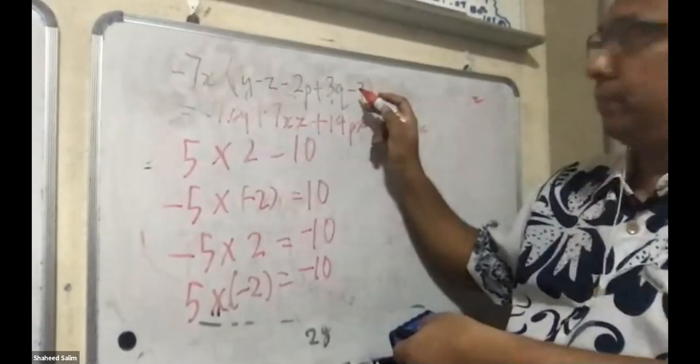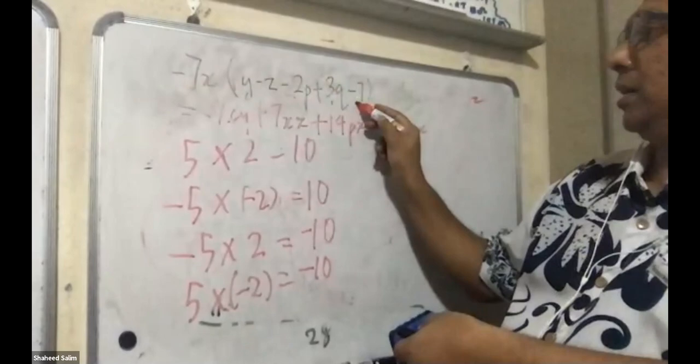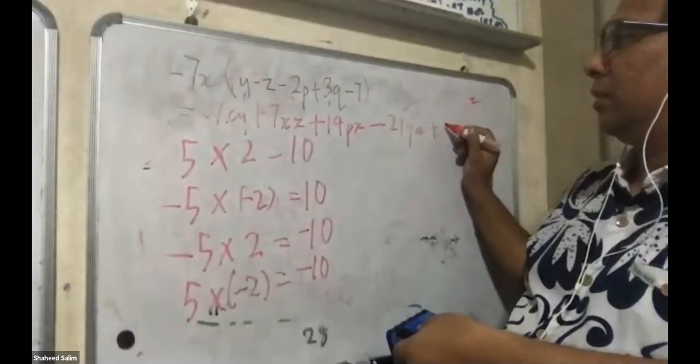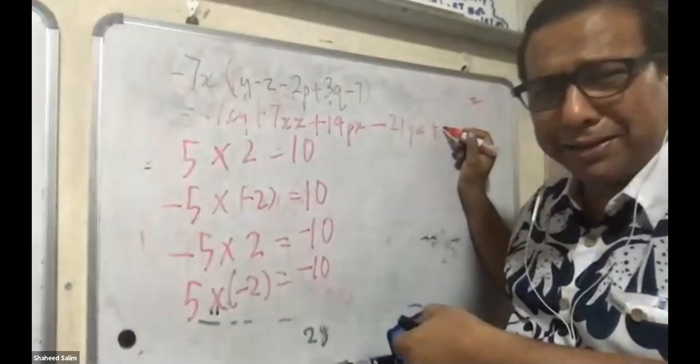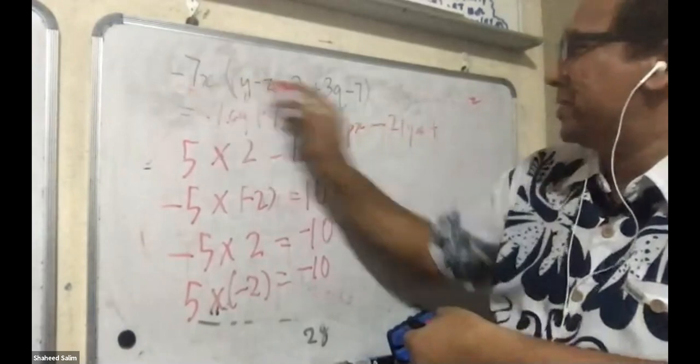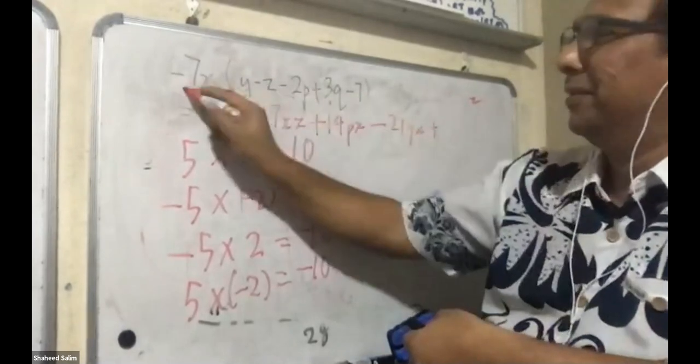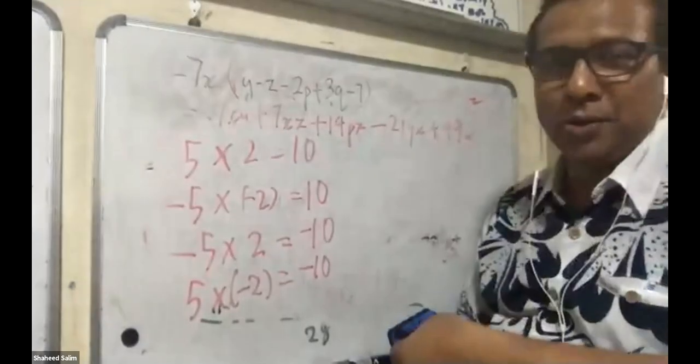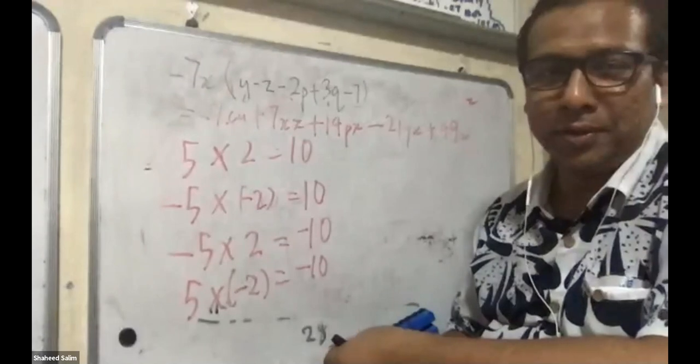7 times 7. Minus times minus, again plus. Plus what? 14? Don't plus, please times the number. Number and number must be times. 7 times 7, 49. 49x. Do you get it? Get it or not, Shafi?